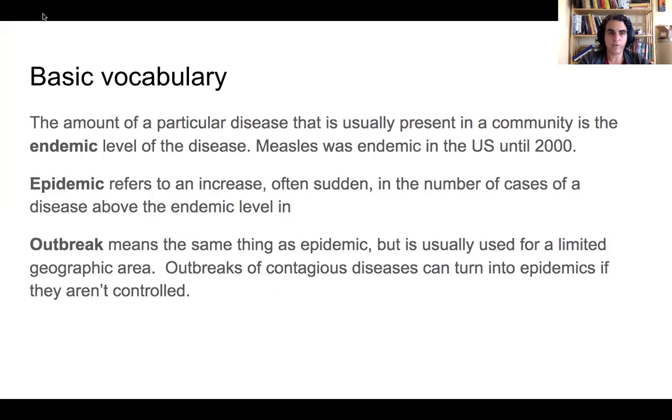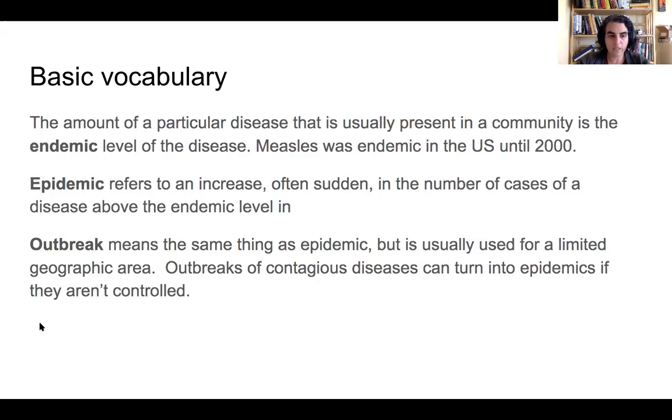So I want to start with a little bit of vocabulary. We start by saying there's often a level of disease that's just bouncing around in the community. It's just what we expect. We might wish it weren't there, but it's important to know what the baseline level is. That's called the endemic level of a disease, because usually we don't investigate what's going on until the level of disease rises above that endemic level.